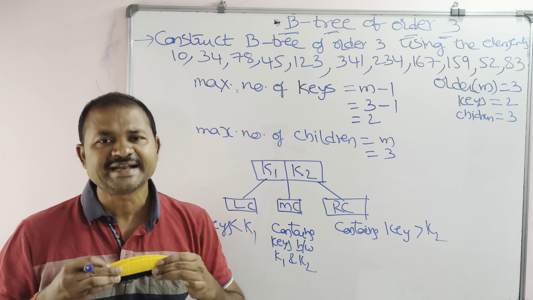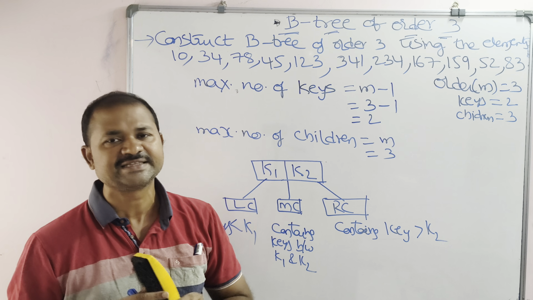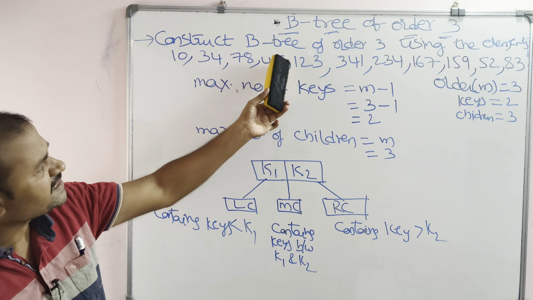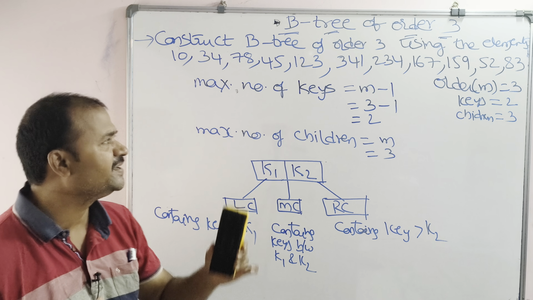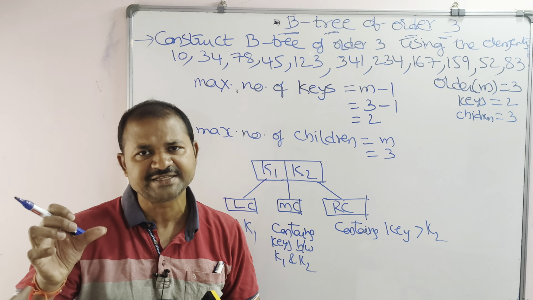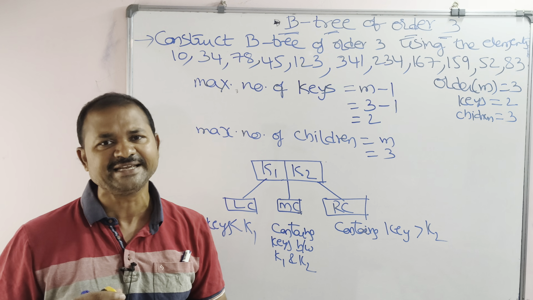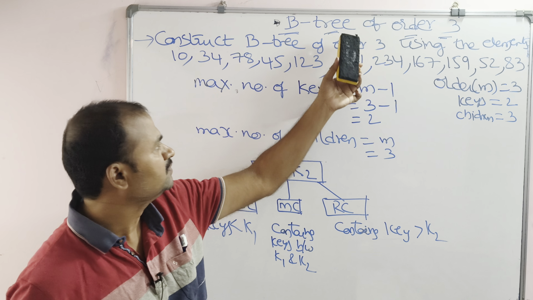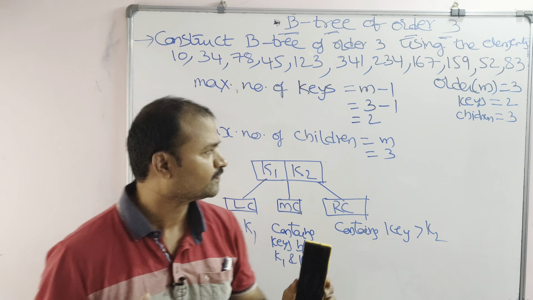Now let us discuss B tree of order 3. Let us solve this example. Construct a B tree of order 3 using the elements. Here some elements are given, so we have to construct the tree based on B tree of order 3. Here order m equal to 3 is given, so the m value is 3.